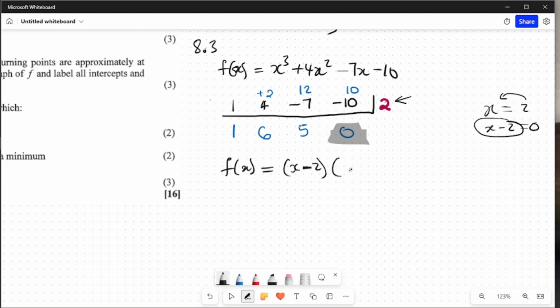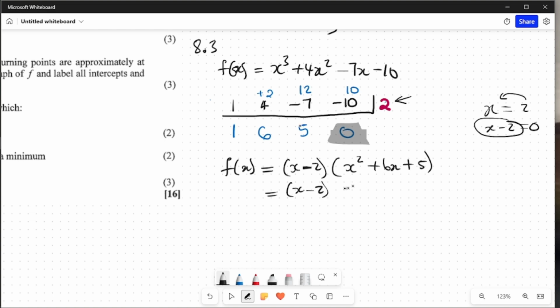And then on the other bracket, I'm going to take 1, 6, and 5, which will be the coefficients of a quadratic expression now. So it's x squared plus 6x plus 5, which I can factorize further. This is what I have.